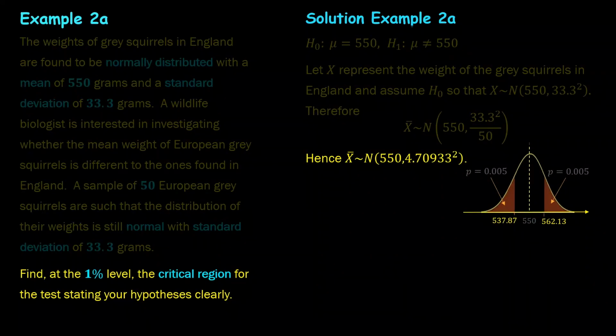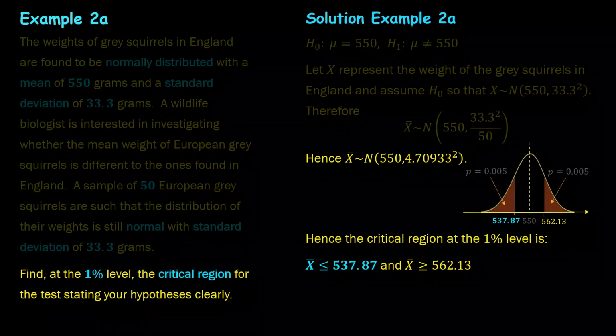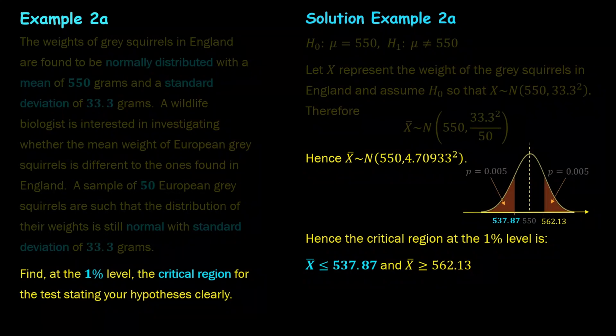And therefore, our critical region at the 1% level is x bar less than or equal to 537.87 and x bar greater than or equal to 562.13.